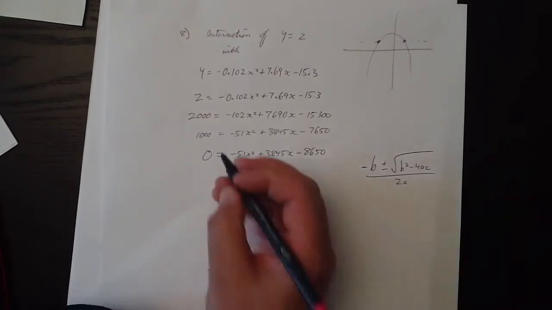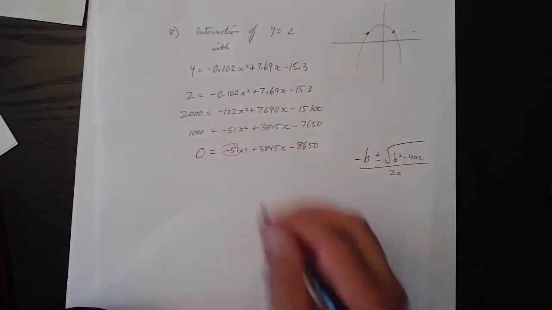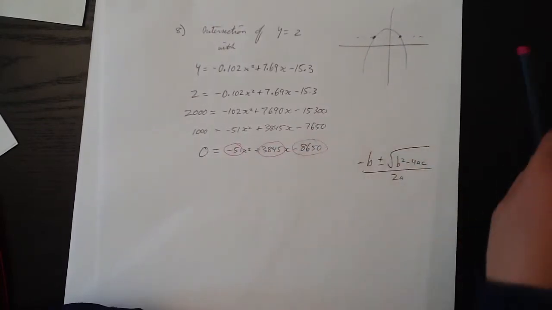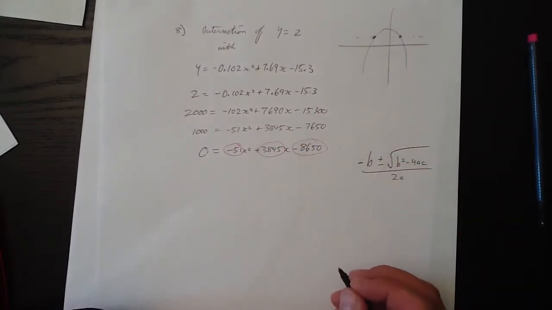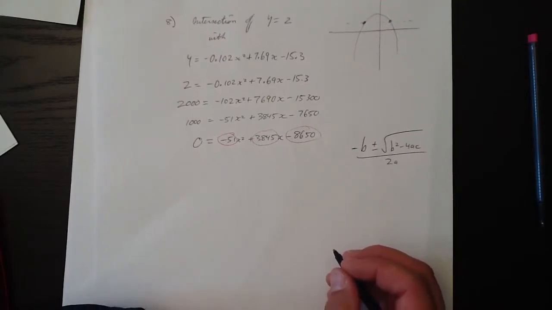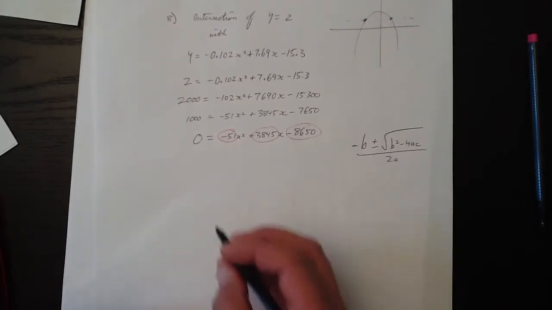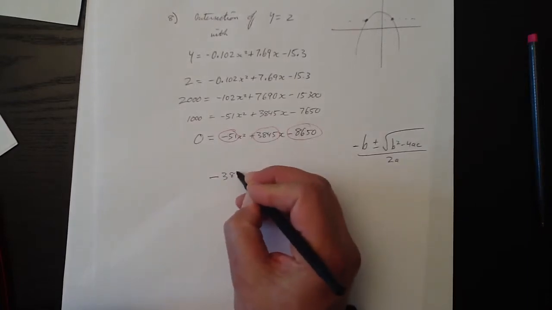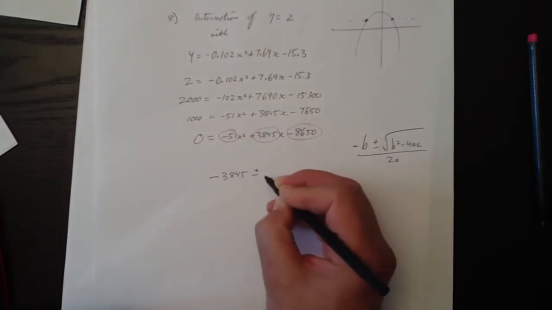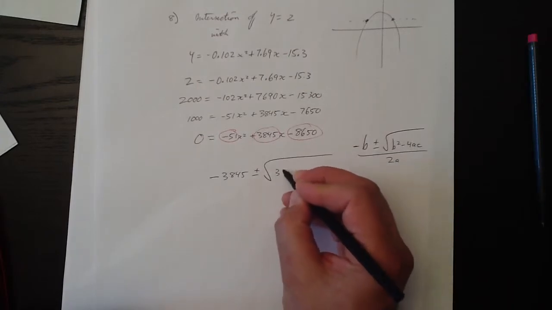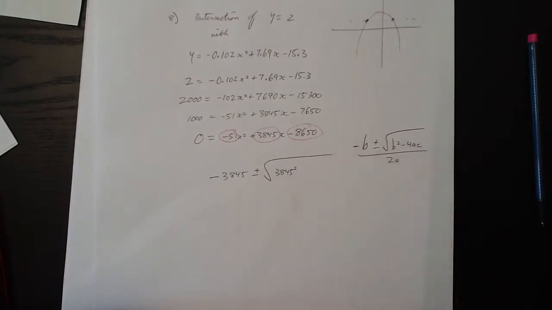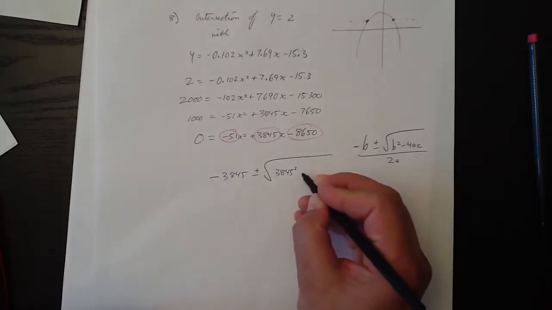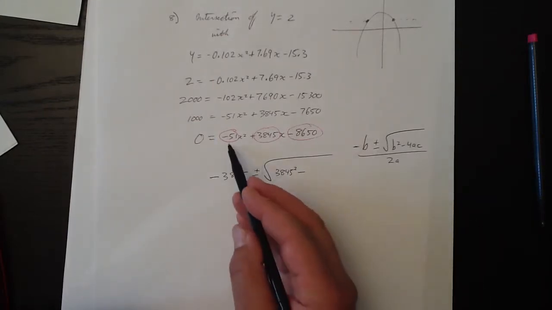And so A is negative 51, B is 3845, and C is negative 8650. And those are big numbers to work with, but as long as I go slowly enough, I should be able to handle it. So negative B, which is 3845, plus or minus root 3845 squared, that's going to be a big number, like 10 million or something, minus 4 times A times C.